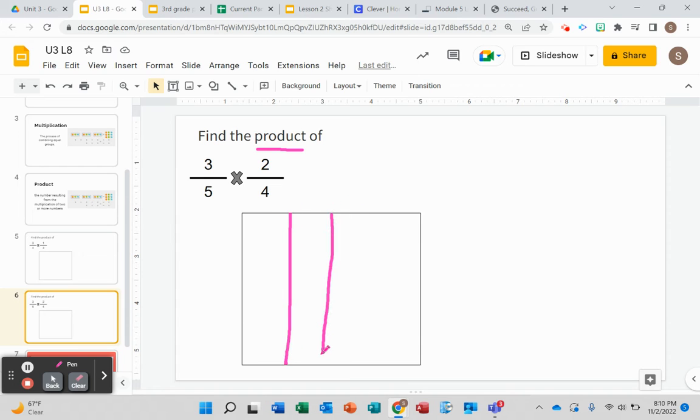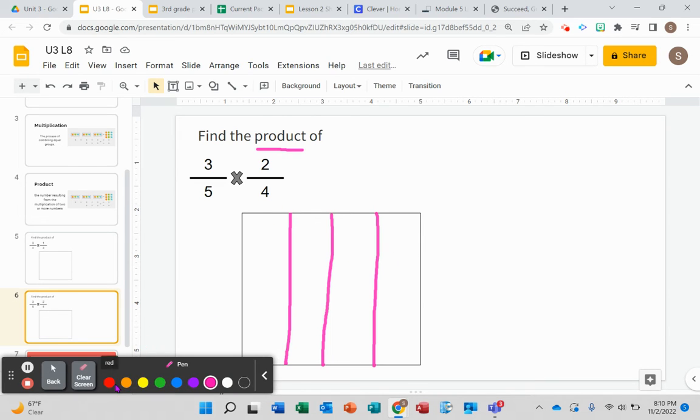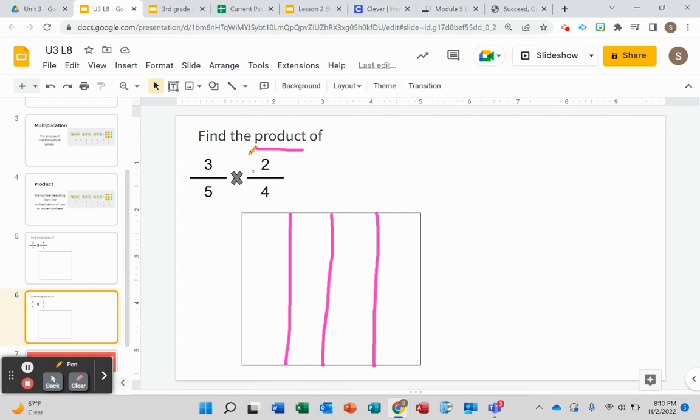1, 2, and the best that I can. I know they're not perfectly equal, but we'll pretend. So we have 1, 2, 3, 4 pieces, and I want to take 2 of them, because that's what our numerator says. So I'm going to take 2 of them and color this in. So there are my 2 pieces right there.